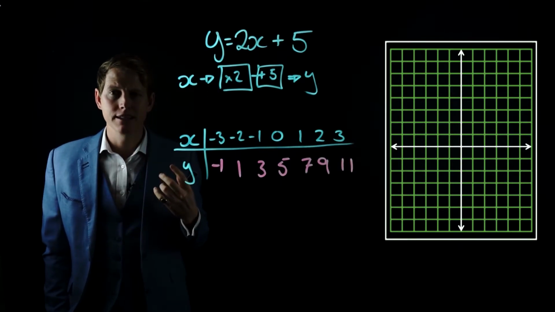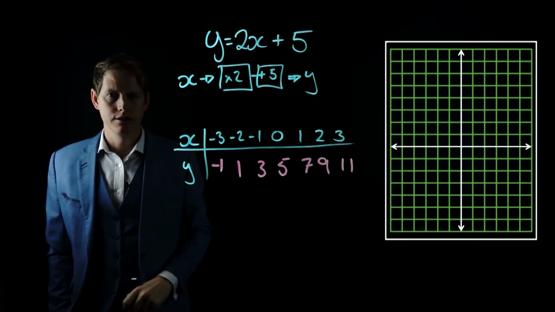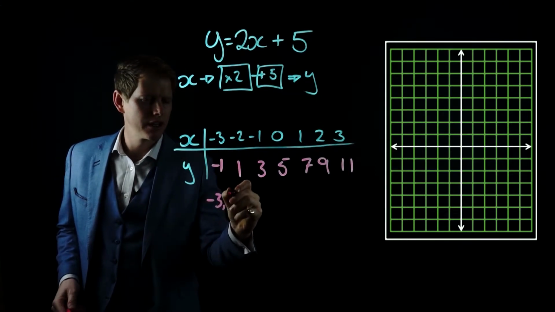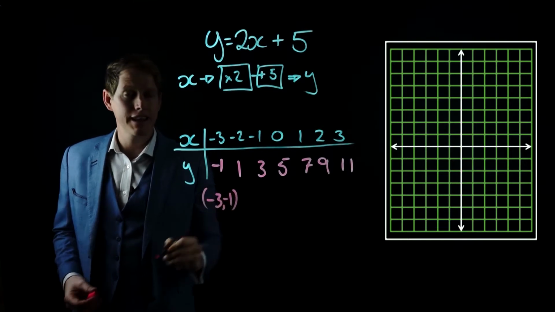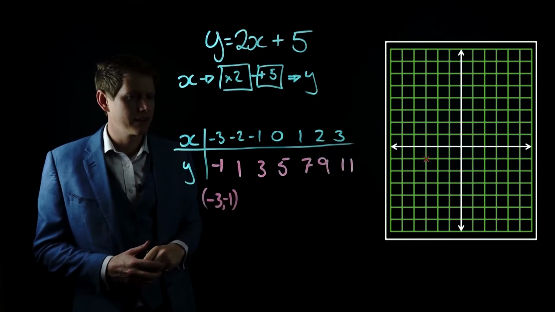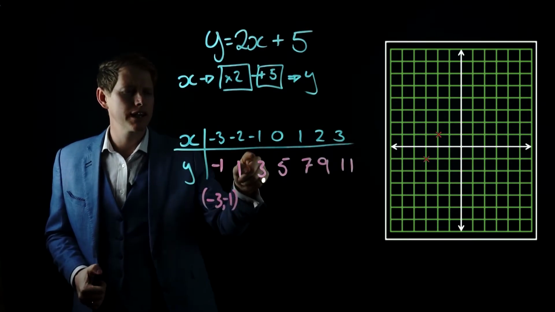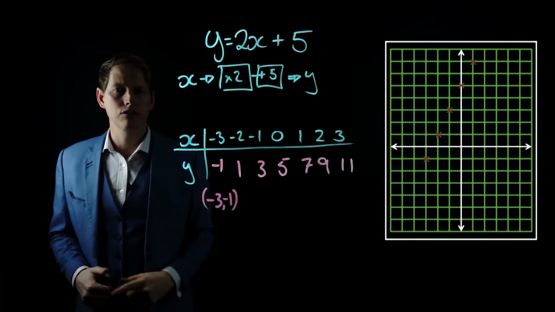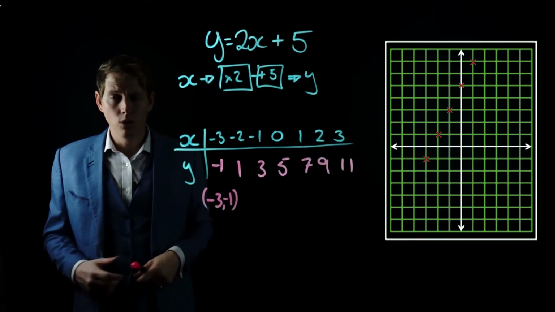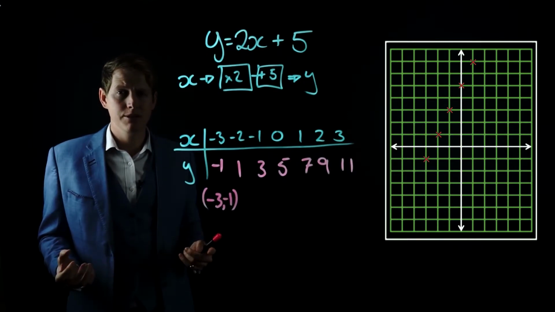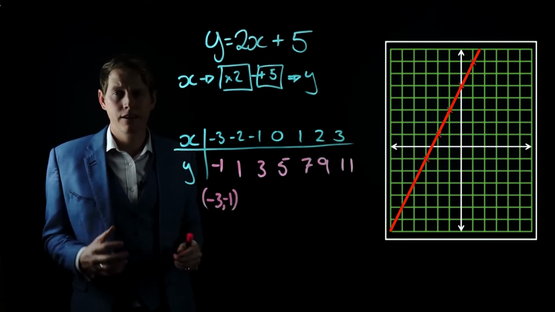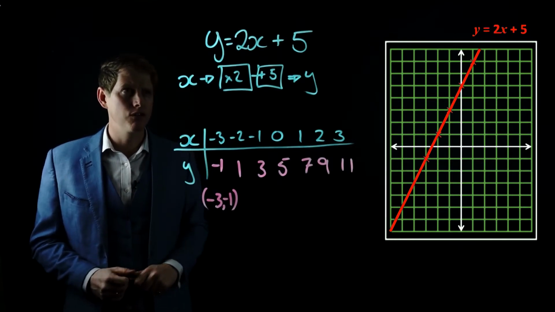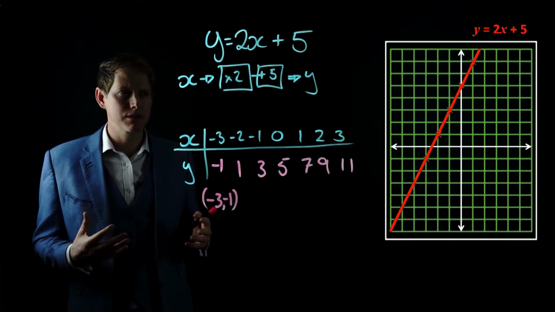But we've generated a whole bunch of coordinates. So for example, over here we've got -3 and -1. That's a coordinate. So we're going to plot that. Then we're going to plot -2, 1, -1, 3, 0, 5, 1, 7, 2, 9, and 3, 11. So that's it. All we need to do now is draw a straight line between those points. And then of course, remember to label our graph. This is the graph of y equals 2x plus 5.